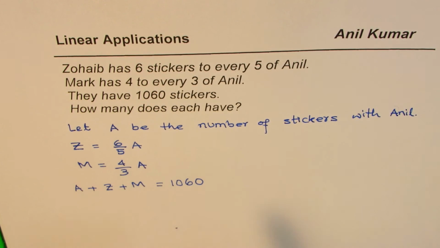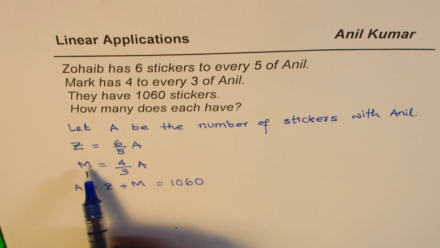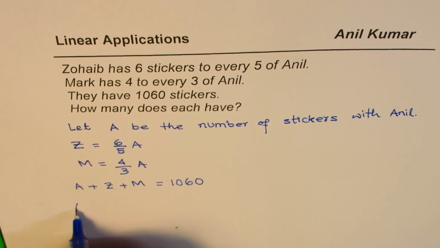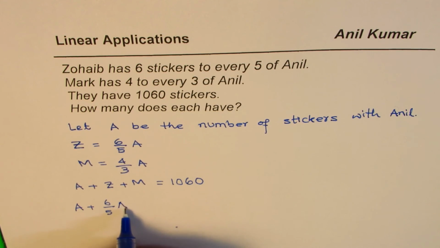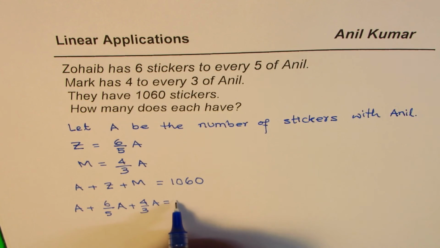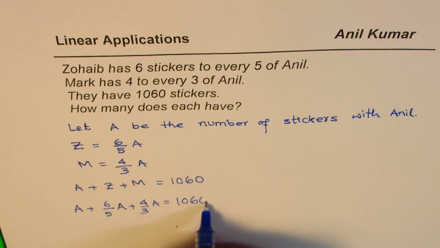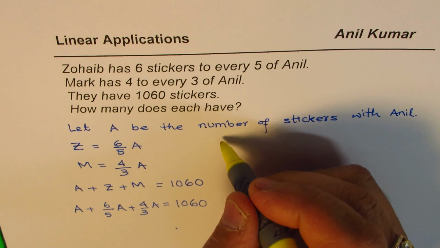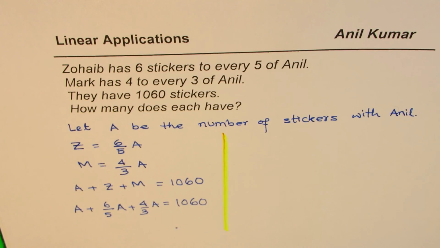Now we have these 2 variables defined in terms of A, so we could replace them, right? Let's keep A for Anil, and for Z I'll write 6 over 5A, and for Mark I'll write 4 over 3A. So what do you have now? You have an equation with only one variable. It's now simple to solve. I hope you appreciate how easily we could form this equation, which can now be solved, and easily we can find the solution. You can actually pause the video and answer the question now.